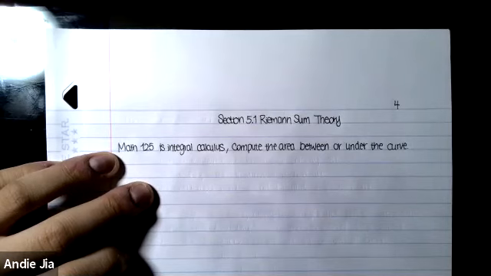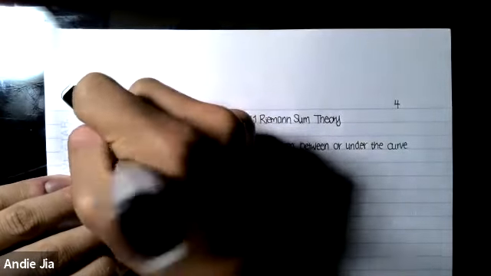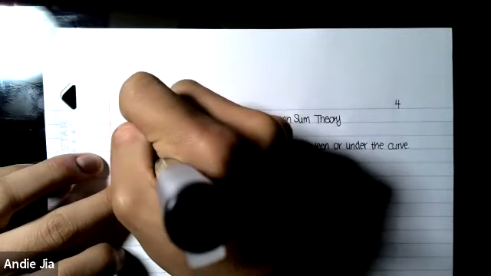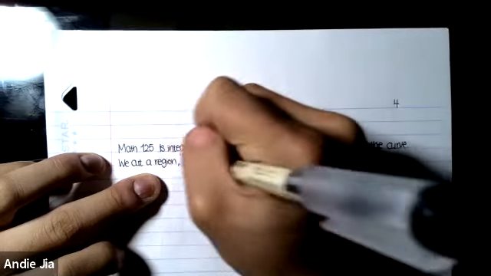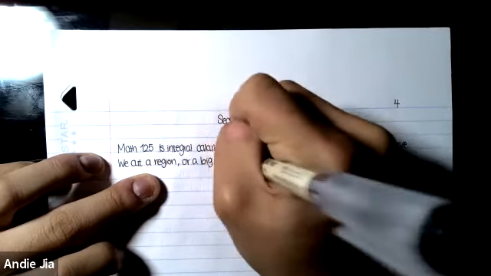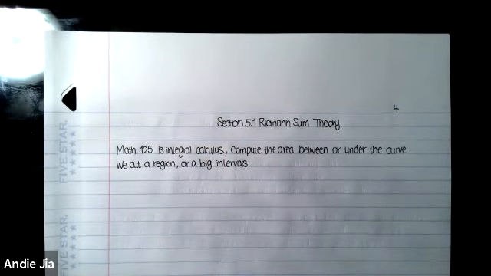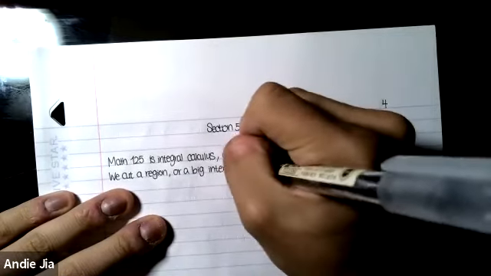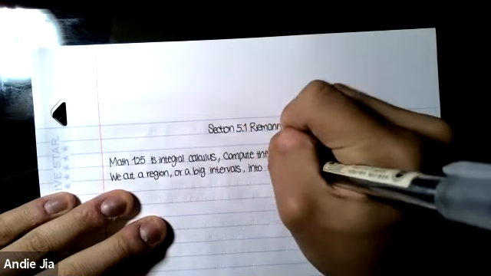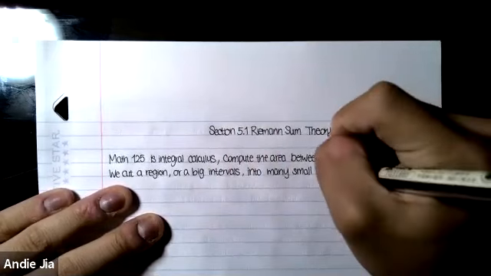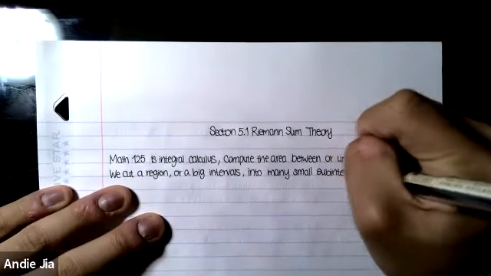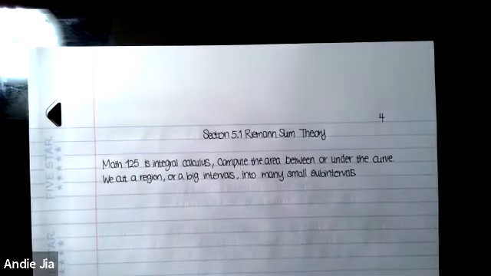And the Riemann sum introduces the method where we cut a specific region, a big interval, into n subintervals, into many small subintervals. We use it to approximate the area.